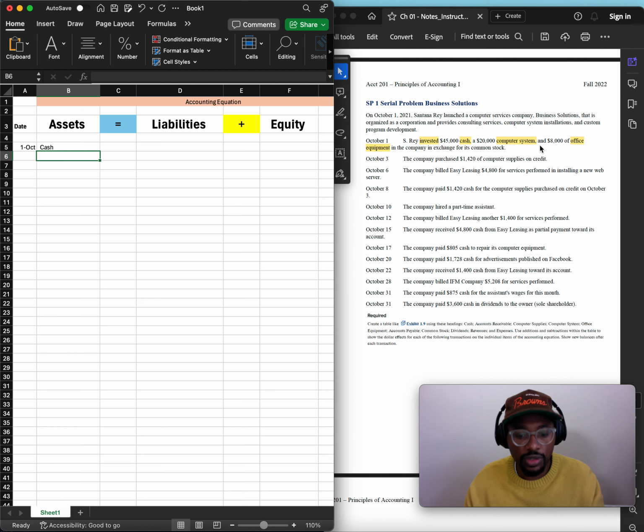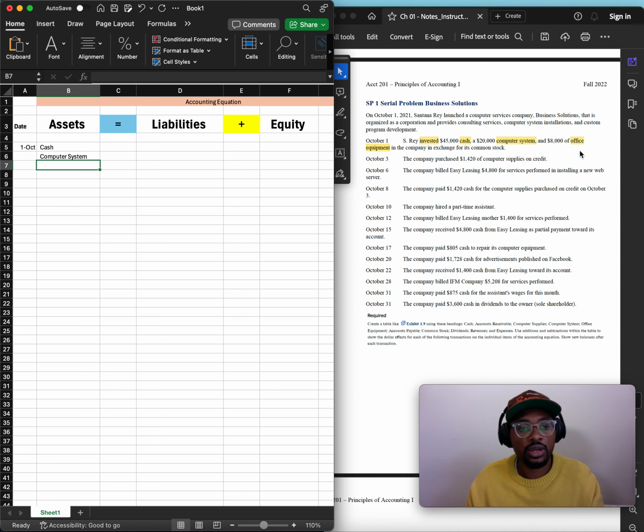What else? Computer system. So we want to write that down. Computer system is an asset. You see, why is it an asset? Because the owner is giving the business something. So the business is receiving a computer system. So now the business owns it completely.